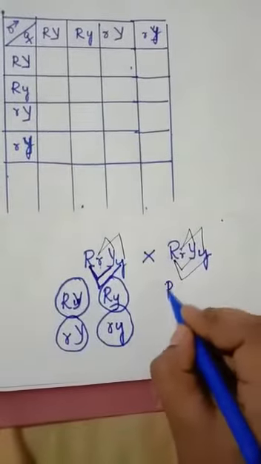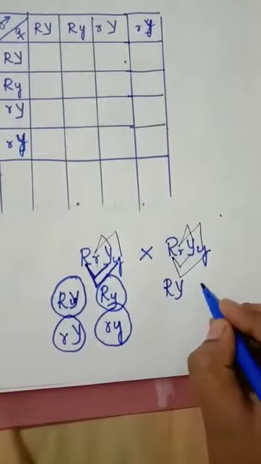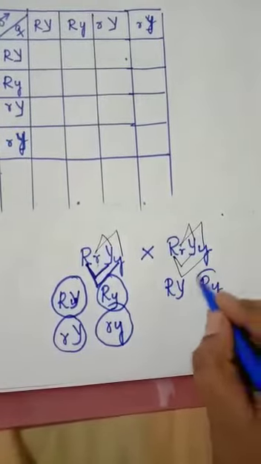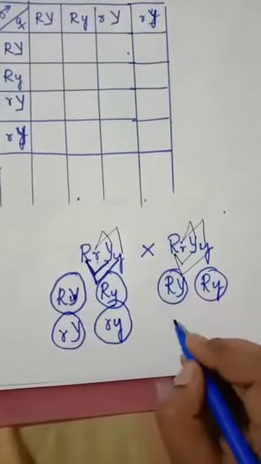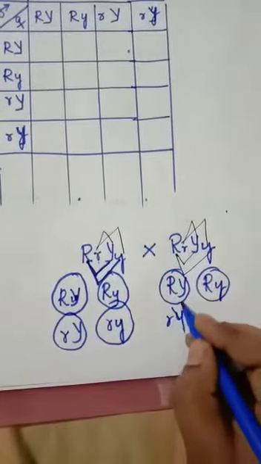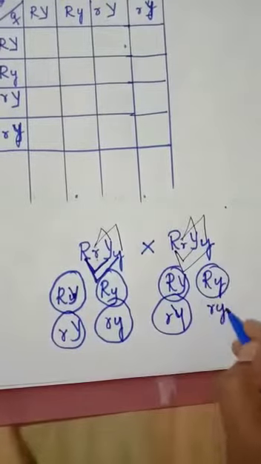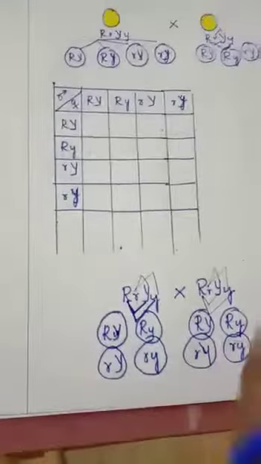Okay, the same thing will be obtained here also. Capital R, capital Y, capital R, small y, small r, capital Y, small r, small y. So the gametes have to be represented like this. Now you should write these gametes on either side, like how I have written. Now we are going to fuse them.